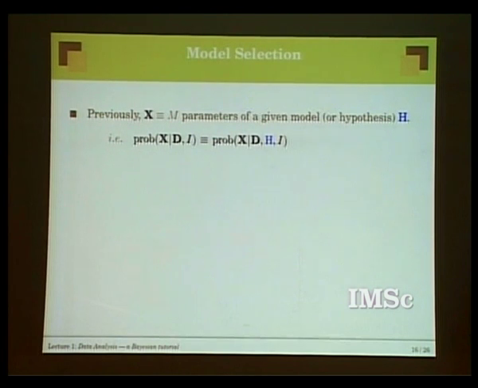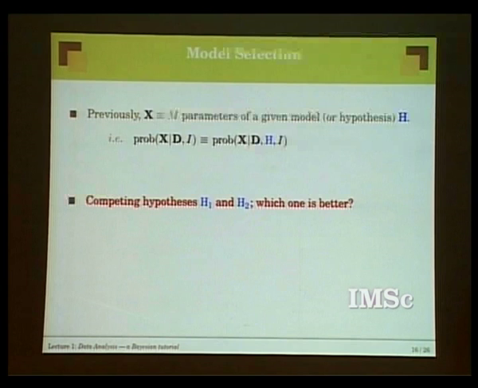And so what I had previously called probability of X given D and I, if we want to talk about uncertain models, then we have to certainly start putting H in explicitly. Before, that H was in there implicitly because I wasn't going to consider alternatives. Now I am going to consider alternatives, so I'm going to be explicit about this. So this is what I had previously meant. And the question now is, supposing you have competing hypotheses, H1 and H2, which one is better?